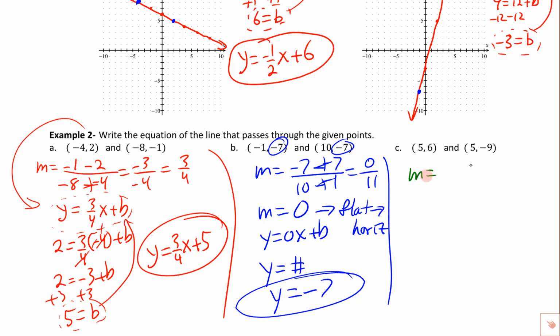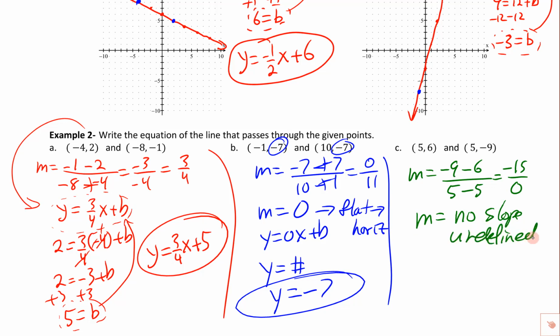We're going to find the slope. So we're going to do -9 minus 6. And we're going to do 5 minus, find that number, 5. So this is -15. That looks pretty good. Over 0. Now, what do we do in that case? It's the opposite of this. It's okay to have 0 on the top. It is not okay to have 0 on the bottom. In fact, throw that in your calculator, and your calculator will say error, division by 0, or something like that. So what this means is there is no slope. It's undefined. And if it's undefined, that means it's so steep there's no number to represent that. So that means it's vertical.